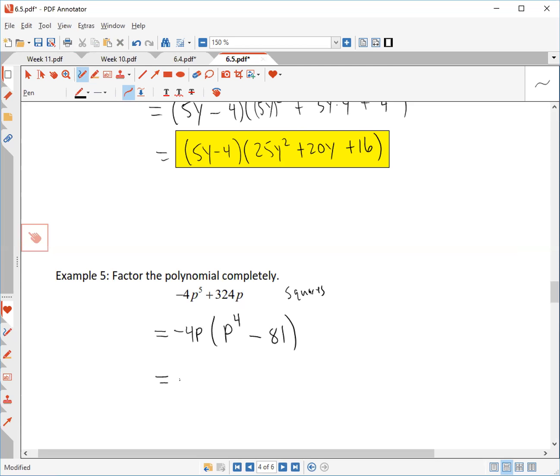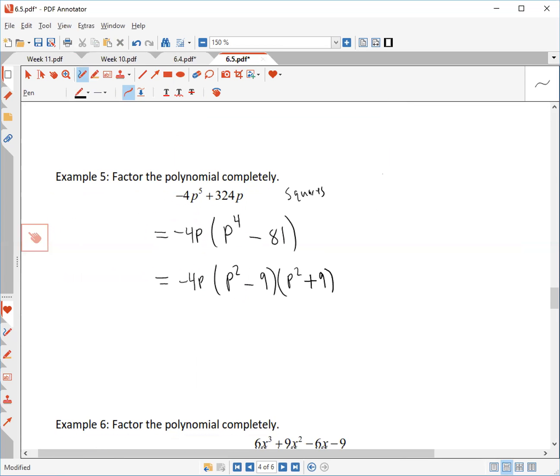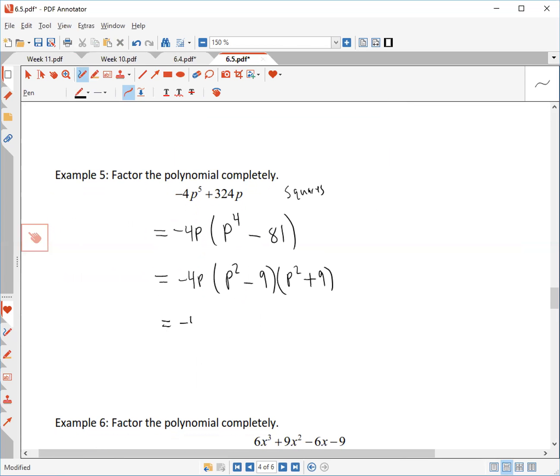Difference of squares. So we factor it by recovering the two pieces. Their square roots are p squared and 9. So we subtract them and we add them. P squared minus 9 is p minus 3 and p plus 3. And remember, the sum of two squares, you stop. It is always prime.